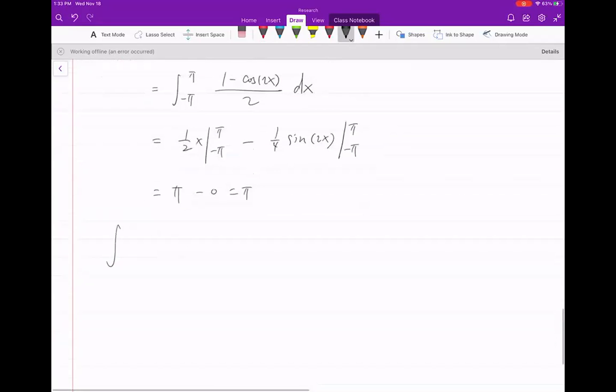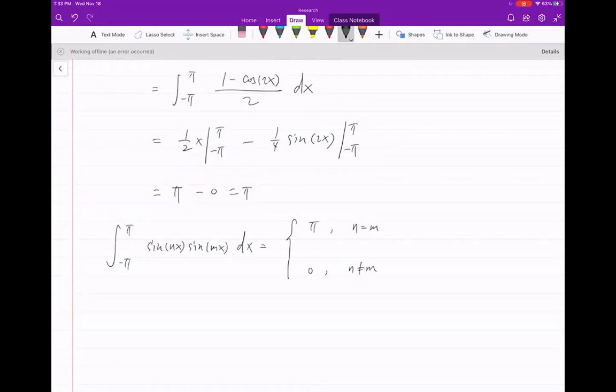And then we can say we only have 2 answers. We either have pi or we have 0. That's the basic fact we have so far through computation.